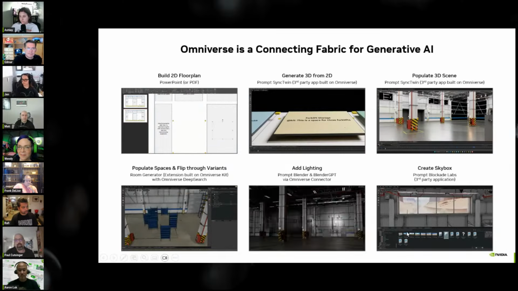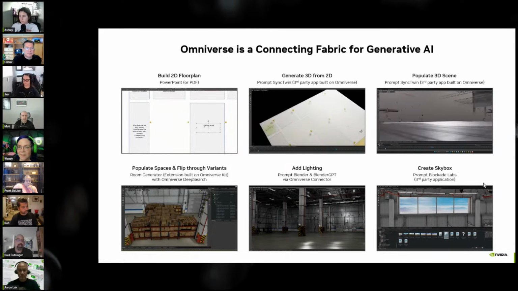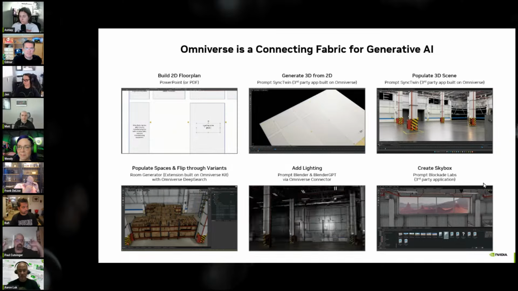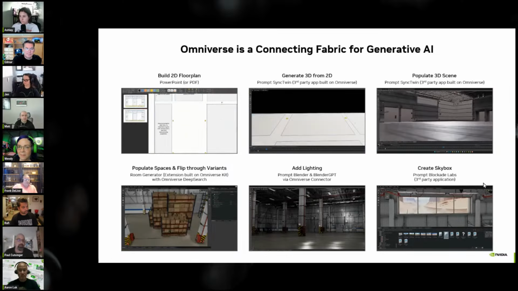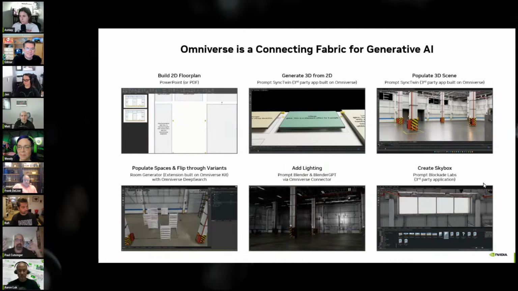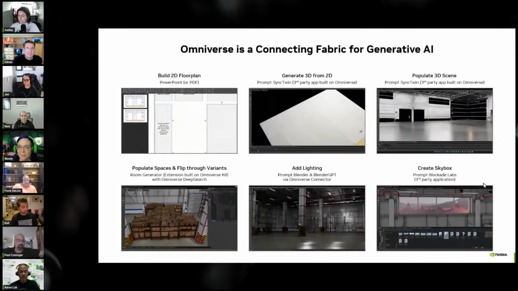And then the last one, the Skybox, is an example of just calling a simple API. Blockade Labs has an HDRI API, and you say, like, my factory is located in a desert area, and it'll generate three different variations of HDRIs for you and drop them into the scene.